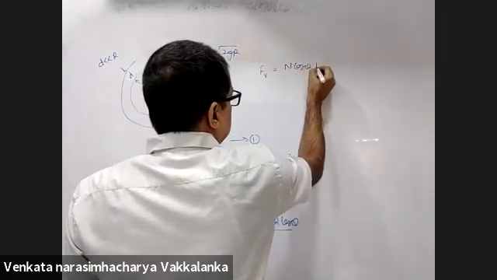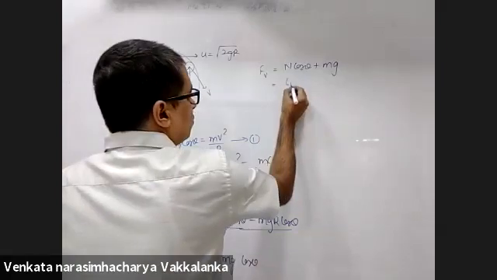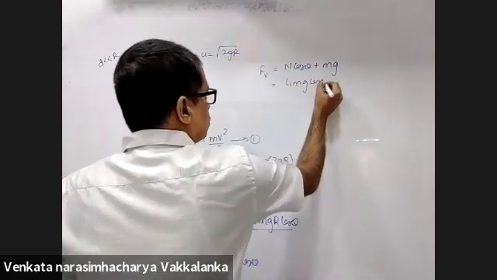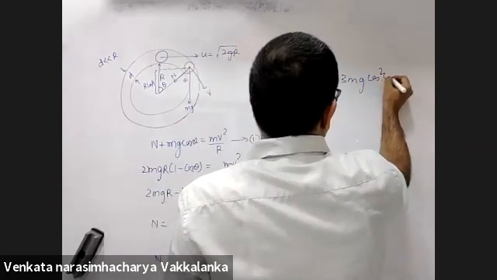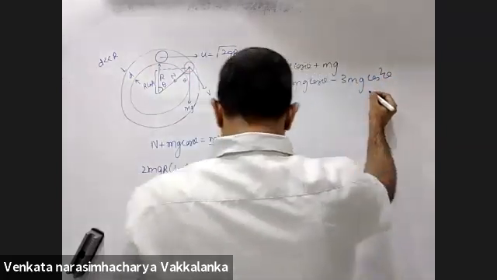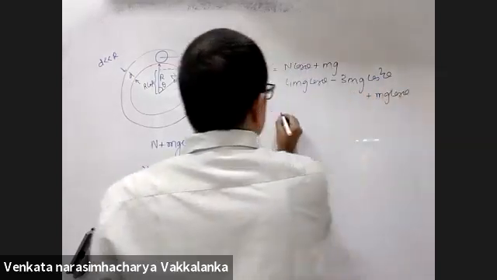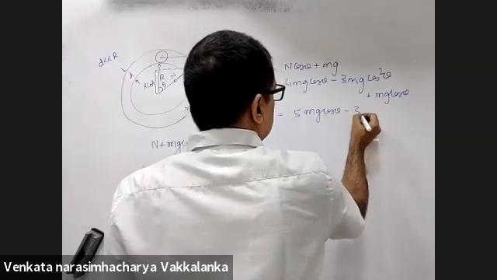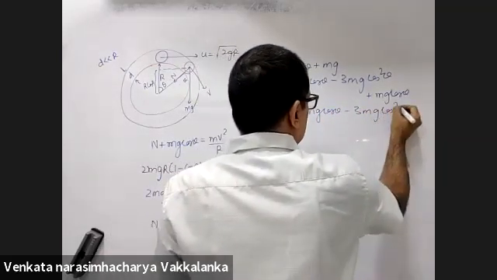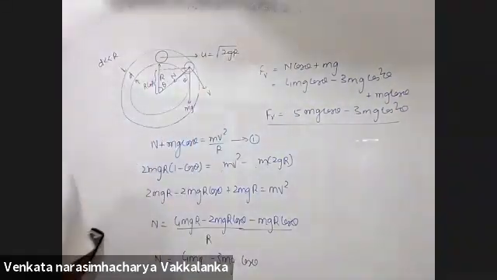N cos theta plus mg is the vertical force. N is this: 4 mg cos theta minus 3 mg cos square theta, right? Plus mg cos theta. This is 5 mg cos theta minus 3 mg cos square theta. This is the vertical force. Is my calculation correct? Sir, I think it should be 4 mg cos theta.